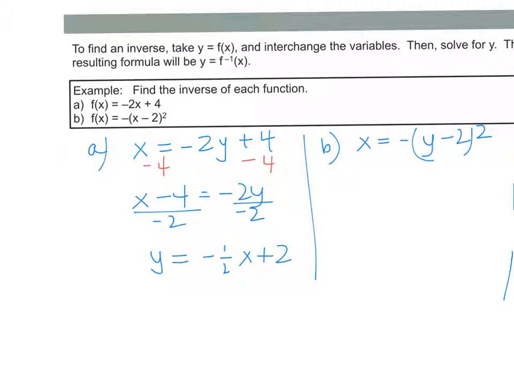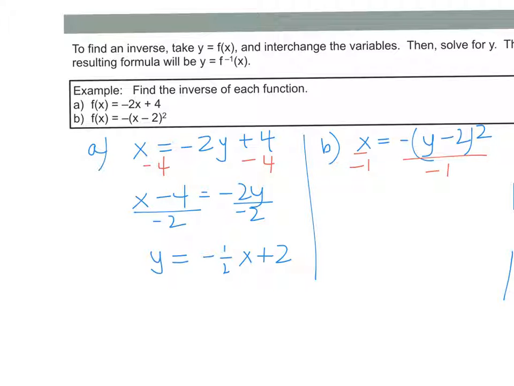Now here, be a little bit careful. You could do it a couple different ways. You could expand this if you wanted to, but it'd probably be a bad idea. The better thing to do is certainly to get rid of the negative first, then square root. Don't you have to do square root first? No. You don't. So here, I would divide by negative 1.